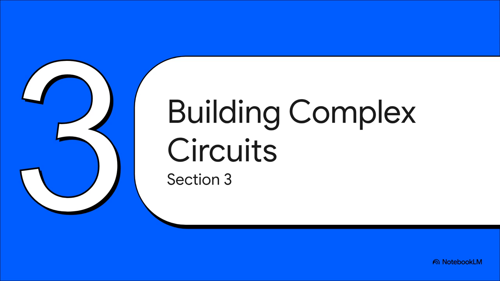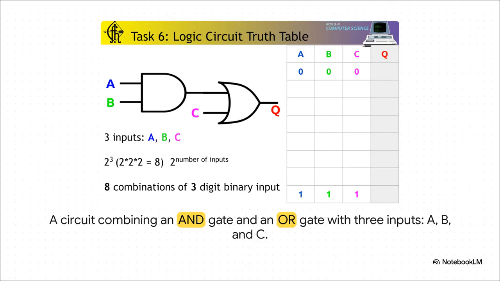But this is where the real magic starts to happen. When we start combining these simple gates together, we can create much more complex circuits that can perform some really powerful logic. So, take a look at this. Here, we've wired up an AND gate into an OR gate. But now we have 3 inputs to worry about, A, B, and C. So the question is, how on earth do we figure out all the possible outcomes for this?